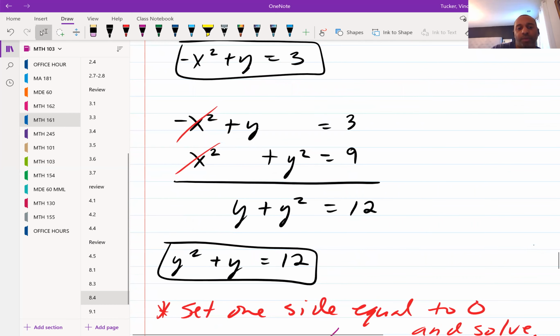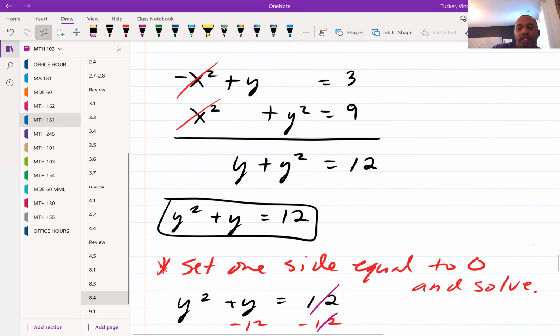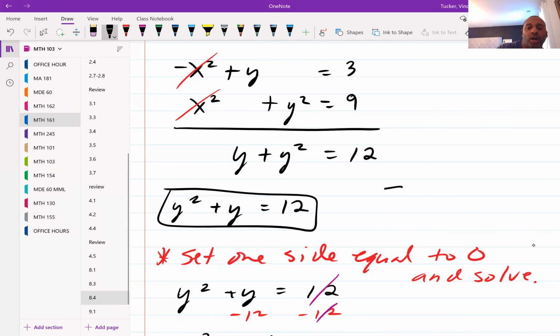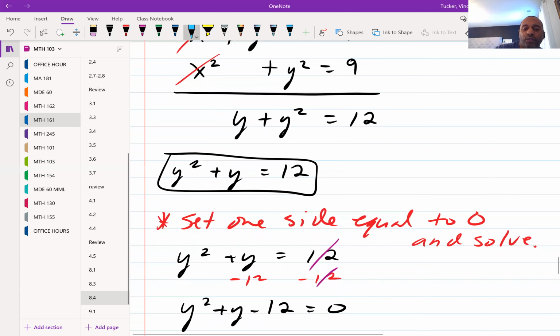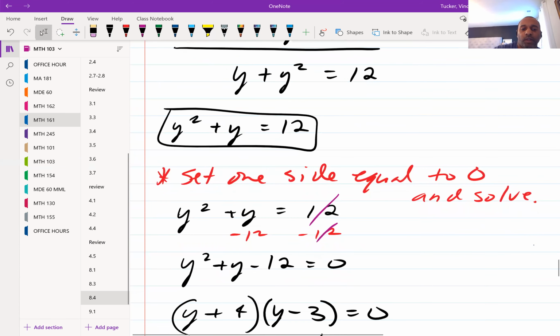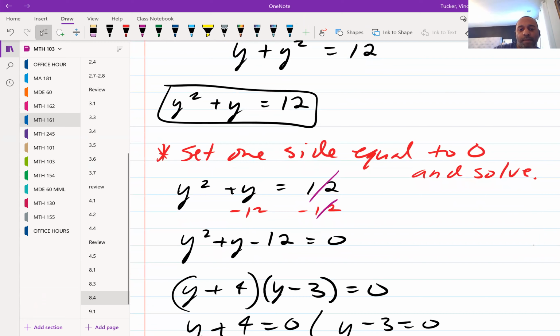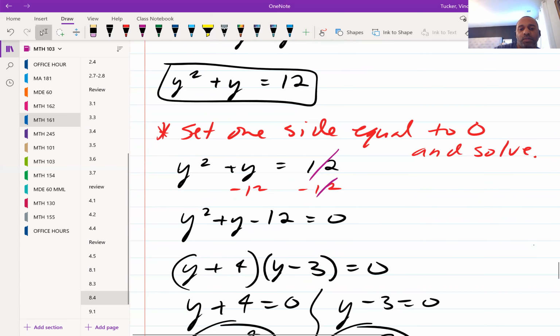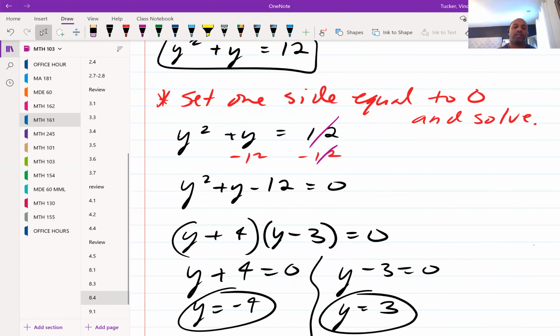All right, so we have y squared plus y equal to 12. Set one side equal to 0 because we have a quadratic equation here. Subtract 12 from both sides. Y squared plus y minus 12 is equal to 0. Factor: y plus 4, y minus 3 equal to 0. Set each piece equal to 0 and solve. So we have y equal to negative 4, y equal to positive 3 as our first components of our solutions.